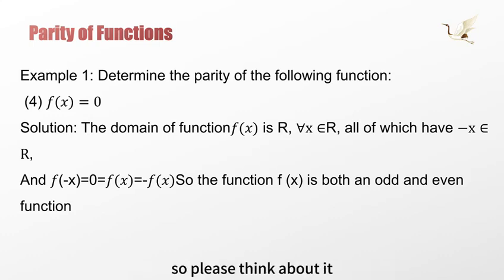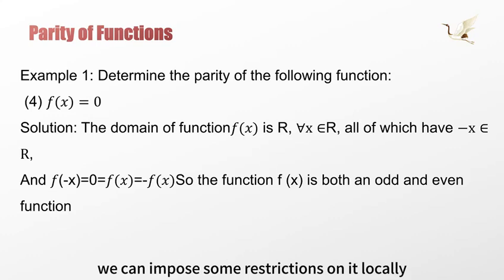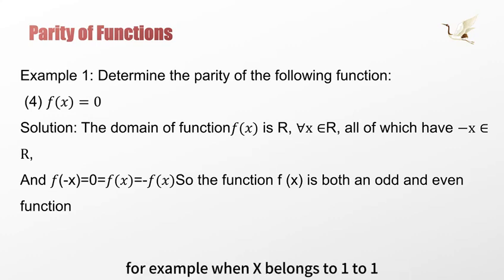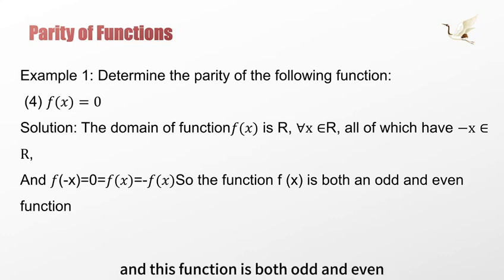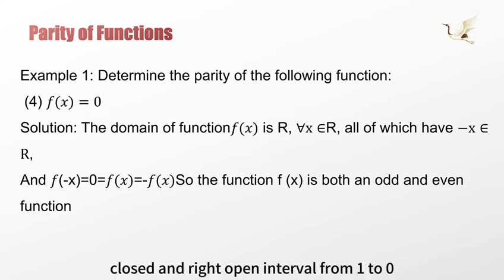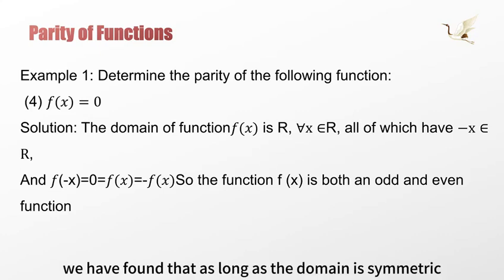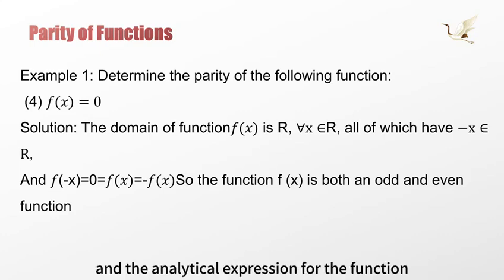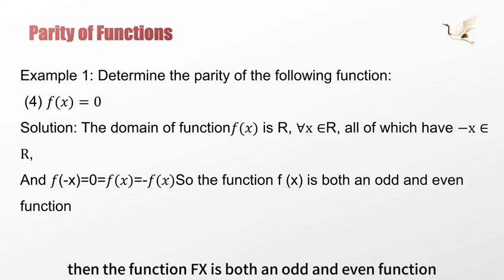So please think about it. Are there any other functions that are both odd and even functions similar to this analytical expression? Some students may have already thought that we can impose some restrictions on it locally. For example, when x belongs to [-1, 1], our analytical expression remains unchanged, and this function is both odd and even. Alternatively, if x belongs to the left-closed, right-open interval [-1, 0), we can merge it with the left-open, right-closed interval (0, 1]. That is to say, as long as the domain is symmetric about the origin and the analytical expression f(x) = 0 remains unchanged, then the function f(x) is both an odd and even function.